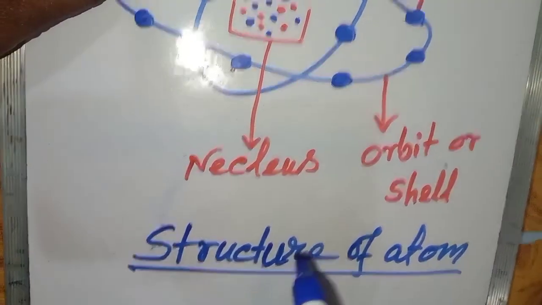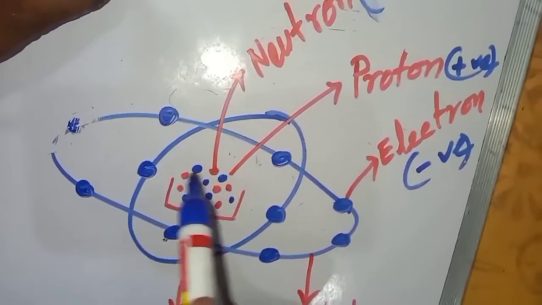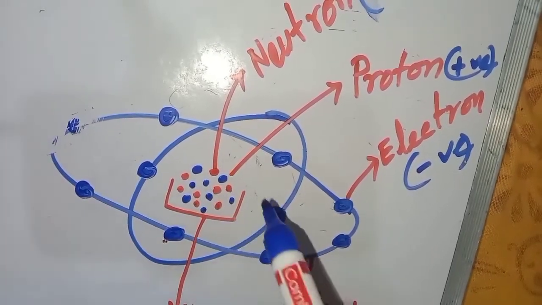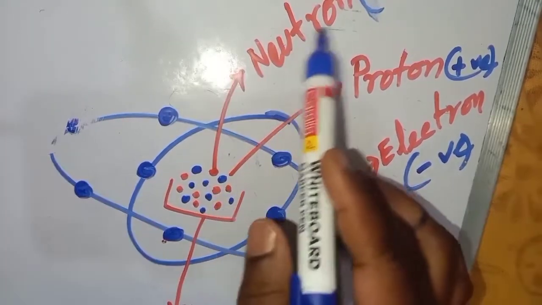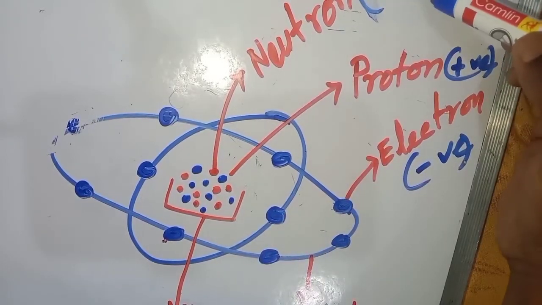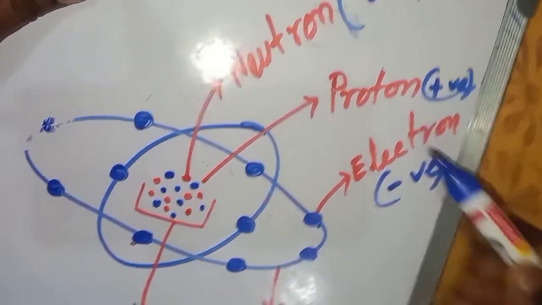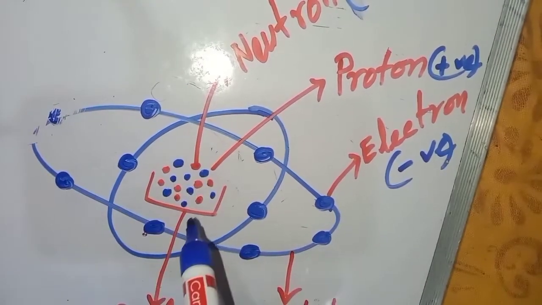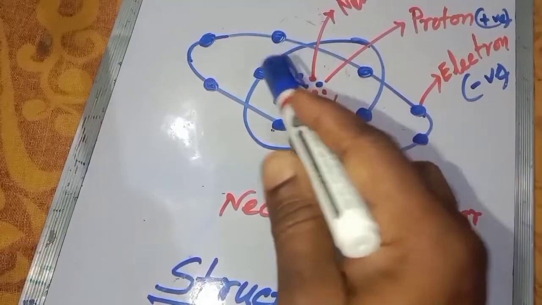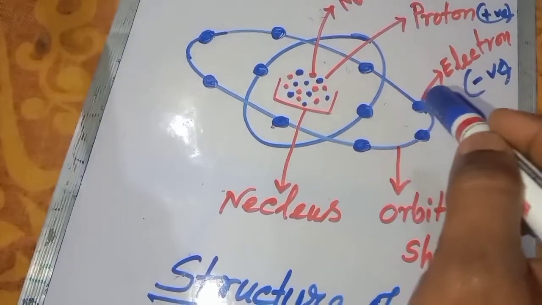Now the atomic structure. This is the nucleus. The nucleus contains the neutron, that is no charge, and the proton, that is the positive charge. And surrounding the nucleus, electrons travel in the fixed orbits or shells.